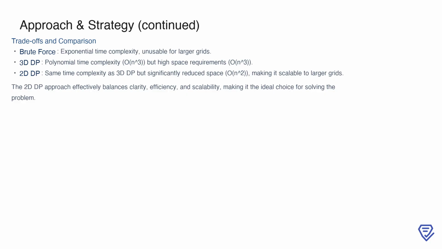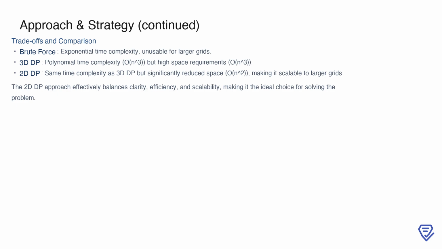When comparing the different approaches, it's clear that each has its own trade-offs. The brute force method, with its exponential time complexity, is not practical for larger grids due to its inefficiency. The 3D DP approach significantly improves on this, providing a polynomial time solution with O(n cubed) time complexity, but its high space complexity of O(n cubed) can be a limitation.